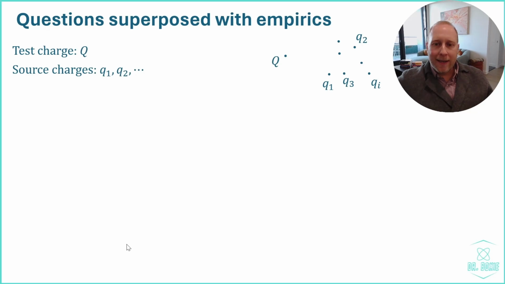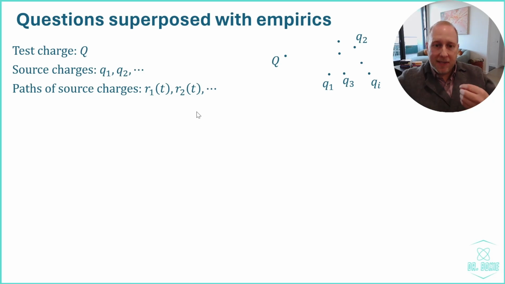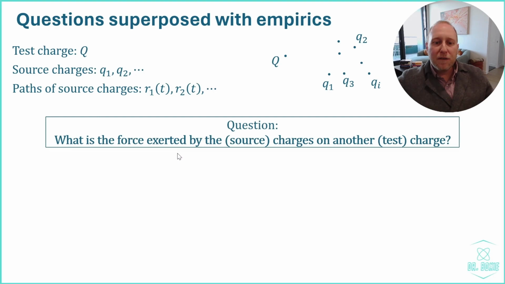Now, the question we want to answer is the following. Given the position, the motion of all the source charges, so I have R1 of t, R2 of t, etc., which will be the position of each of those source charges throughout time. R1 of t is the position at time t of source charge Q1, etc. Given the motion of all those source charges, what is the force exerted by all of them together on this one test charge capital Q? Now, this question turns out to have a very complicated answer, and we will build up to that answer.